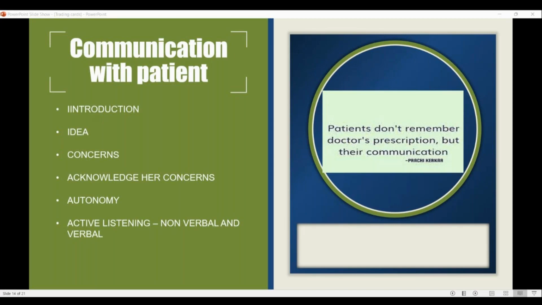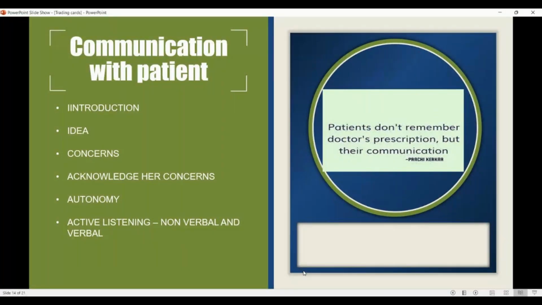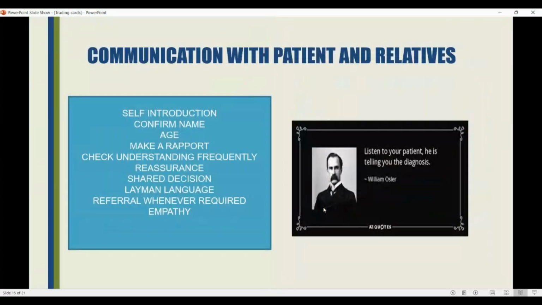That's the active listening, non-verbal plus verbal. If you are using fewer verbal sentences, it will work. But non-verbal also, you have to keep on understanding, keep on listening, and let her talk more so that she can vent out. Then you give the knowledge in chunks, involving her completely. Checking understanding frequently is very important.